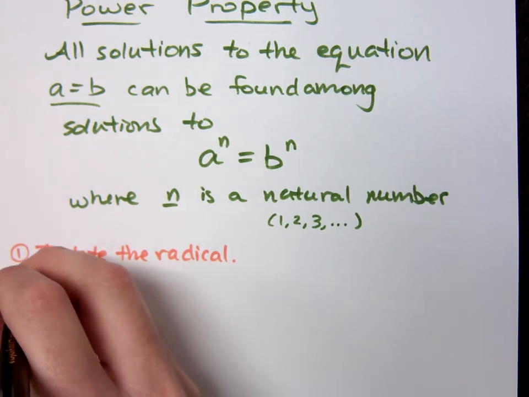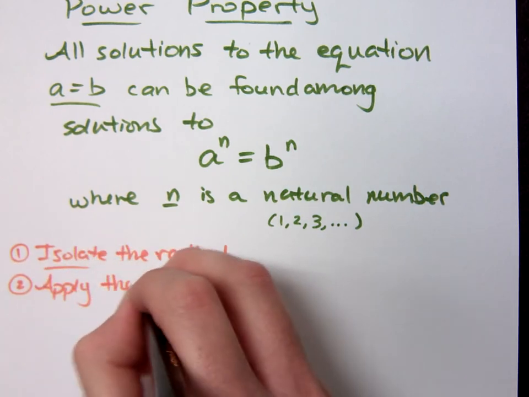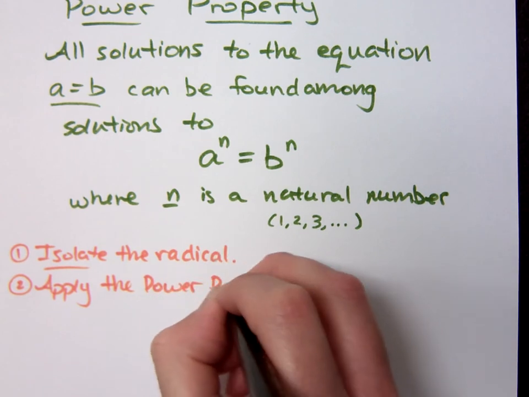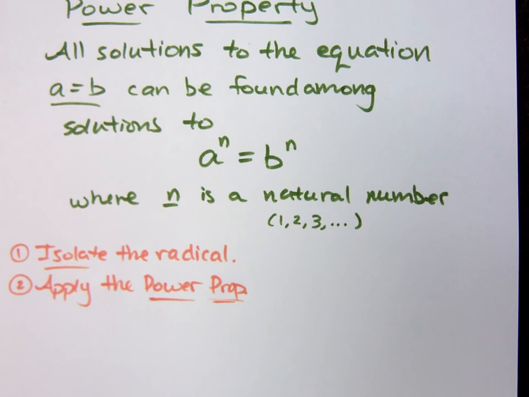And once I do that, the second step is to apply the power property. Now that means you have to raise both sides of the equation to the appropriate power to kind of cancel things out. If you have a square root, what power would you use to dissolve the square root? 2. If you have a cube root, you would use what? The third power, right? The power is going to match the index of the radical. Well, gee, man, you guys know this.